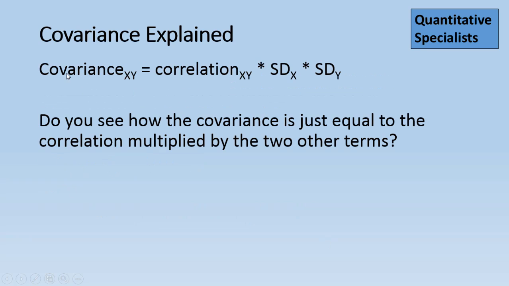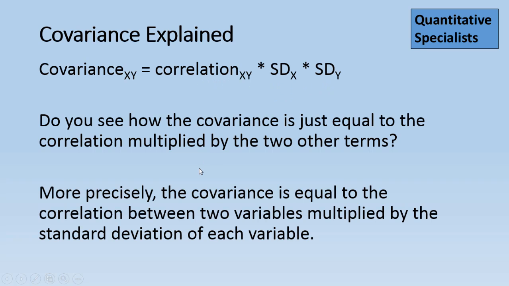So notice here how the covariance is really equal to a correlation times these two other things. Or more precisely, the covariance is equal to the correlation between two variables multiplied by the standard deviation of each variable.